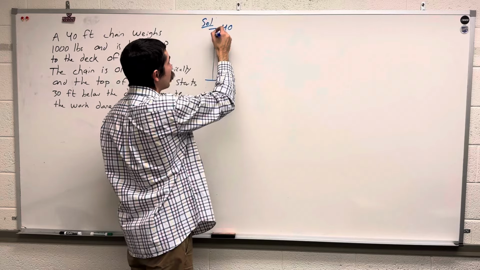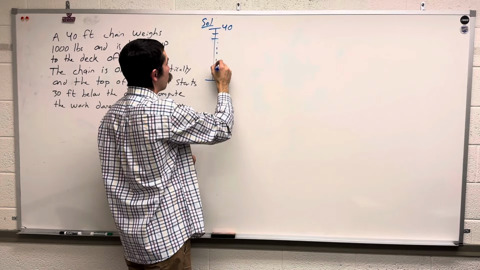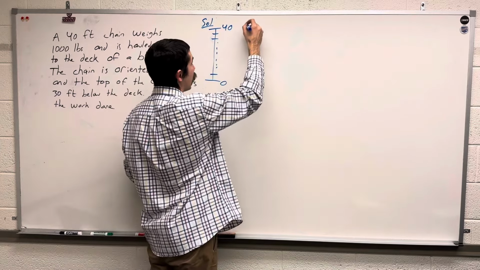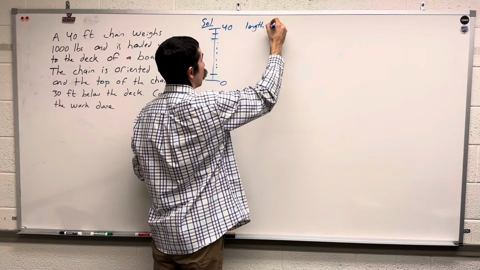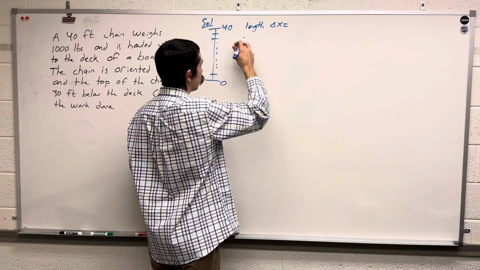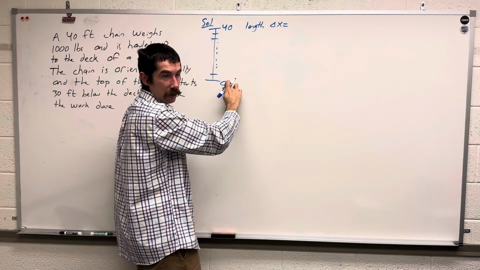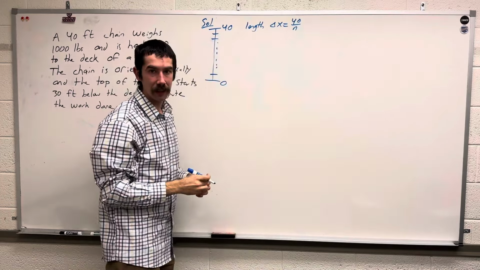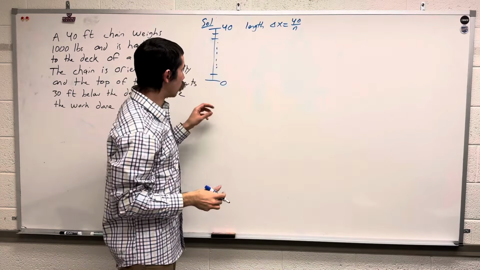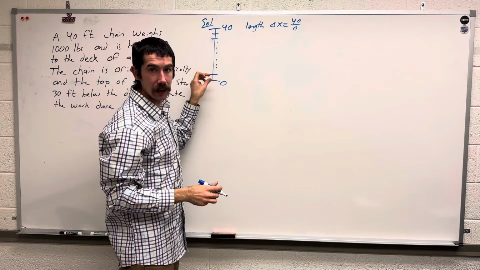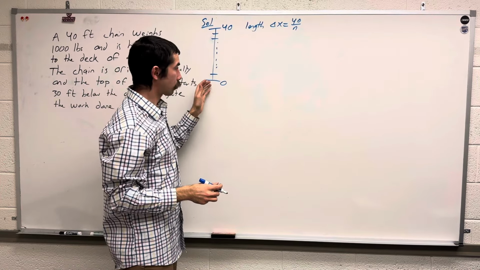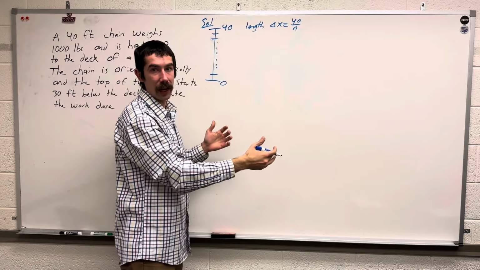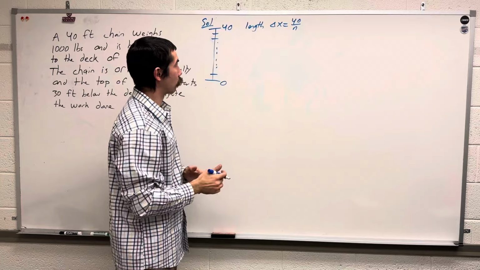So I'm going to take this chain and break it up into a bunch of layers. Each layer is going to have length delta x, which is equal to the length of the entire chain, 40 feet, over the number of layers, which we're going to say is n. Our goal is to find the weight of each layer. That's going to be our force. We're going to multiply that by the distance the layer has to travel, and then add up all of those. It's going to become an integral.